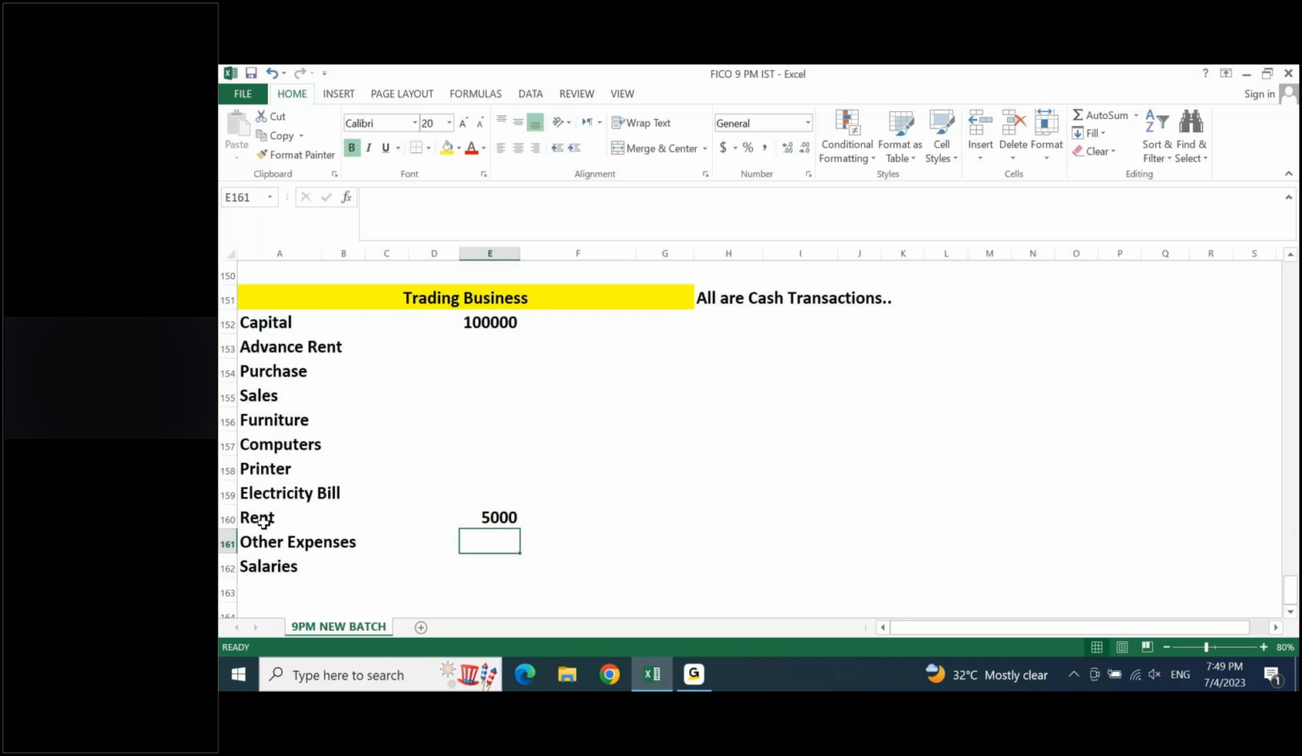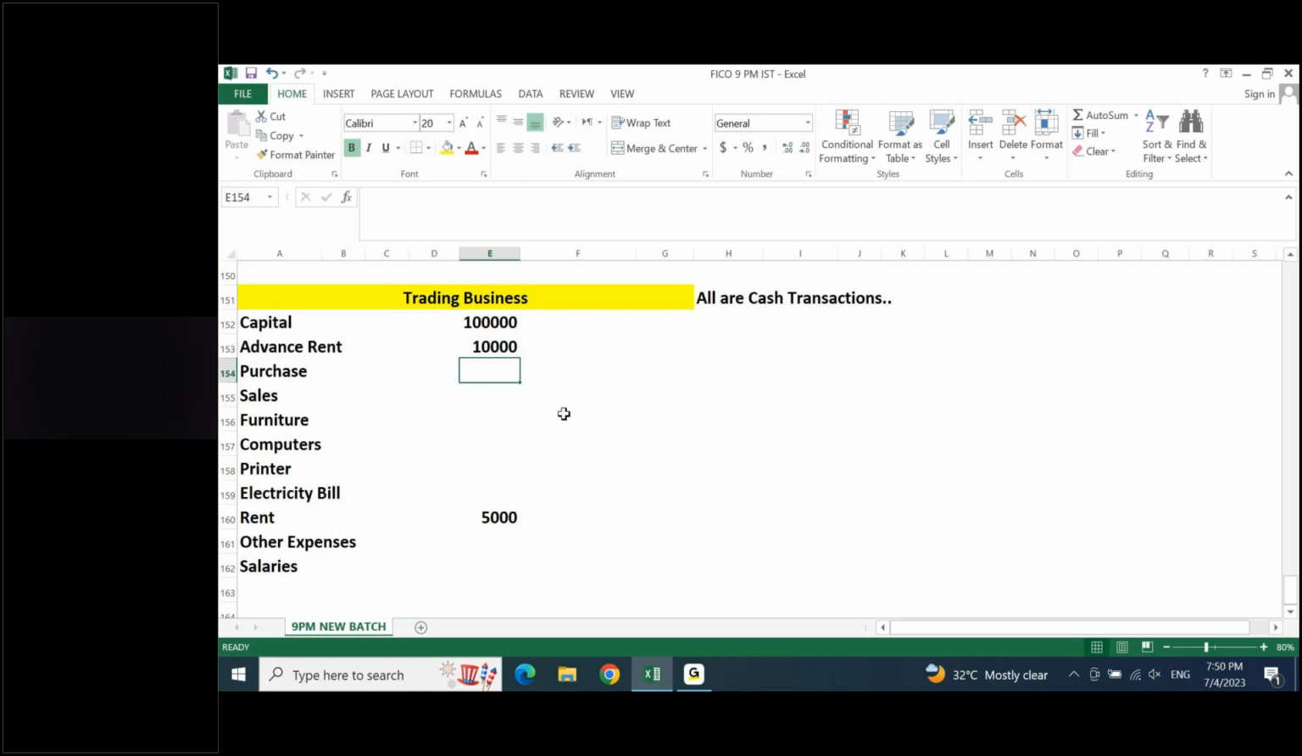If I have to deposit 2 months rent, what will be the advance rent? 10,000. Advance rent should be 2 times or 3 times, 10,000. Right? So we need to understand on what basis we are writing each number, because it is not about understanding the accounting entries, it is about understanding the process.